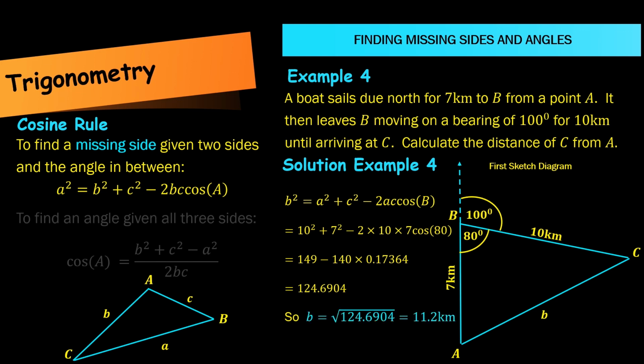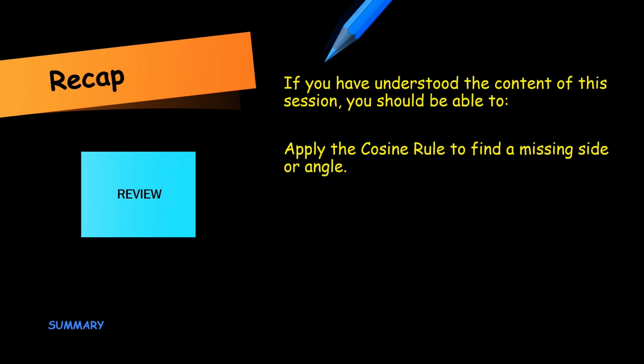This brings us to the end of this session. If you have understood its contents, you should be able to apply the cosine rule to find a missing side or angle. Thank you very much for listening.